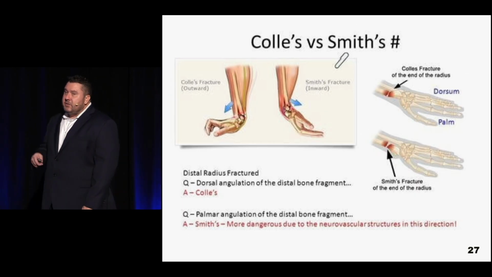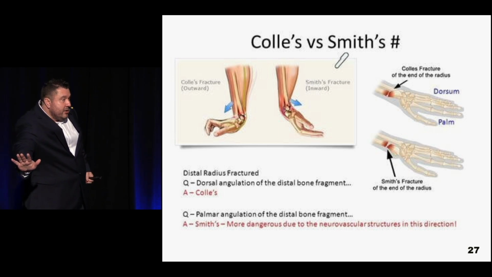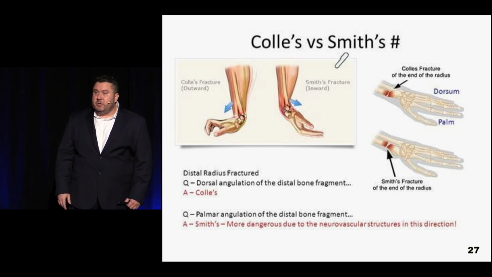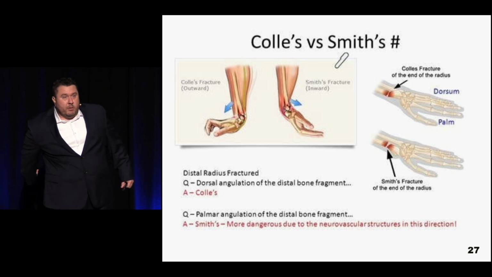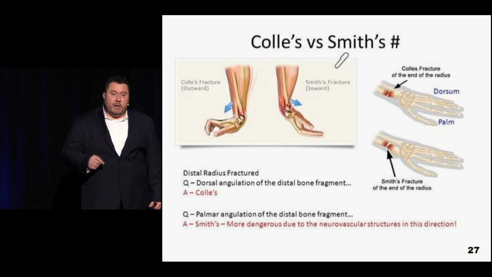So a Colles versus a Smith's. That Colles fracture I mentioned is typically from an outstretched hand, where a Smith's fracture is different. That's falling backwards on a flexed hand, and that tends to have a very similar mechanism, but a different injury pattern.